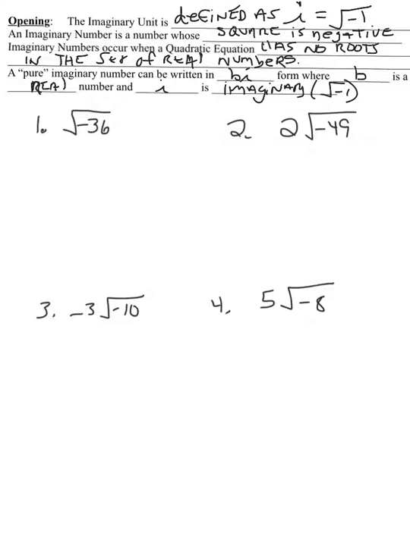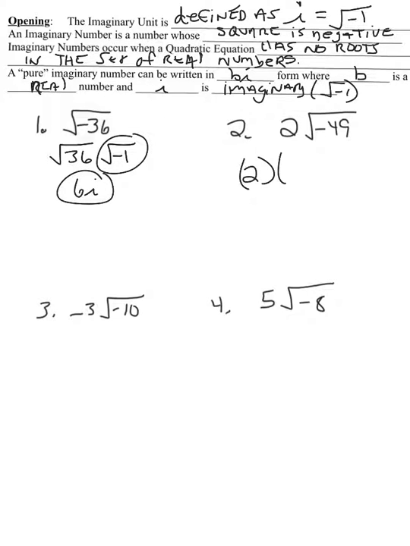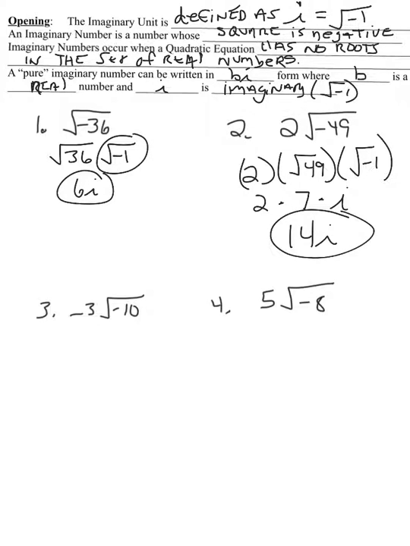If I take the square root of -36, let's break that up. That's the square root of 36 times the square root of -1. Well, what is the square root of 36? That's a 6. And we just said that the square root of -1 is i. So your answer is 6i. Same thing for the next one, number 2. I got 2 times, we're going to break up the square root of -49 into the square root of 49 times the square root of -1. So I get 2 times 7 times i. So your answer, 14i. Nice and easy.